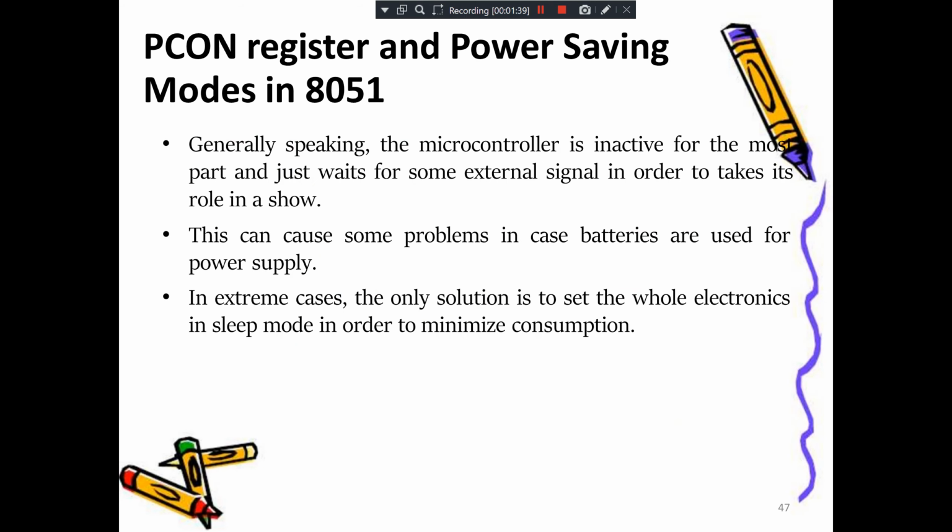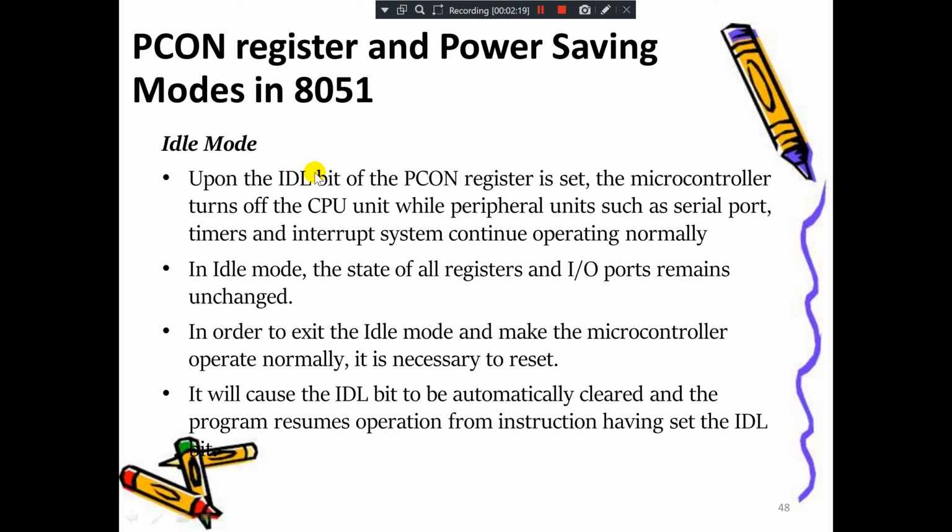Generally speaking, the microcontroller is inactive for the most part, just waiting for some external signal in order to take its role. This can cause some problems in the case of batteries used as a power supply. In extreme cases, the only solution is to put the whole electronics in sleep mode in order to minimize power consumption. So the PCON register and the power consumption modes in 8051 play a major role.